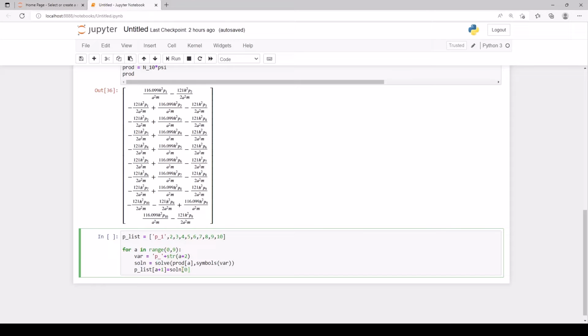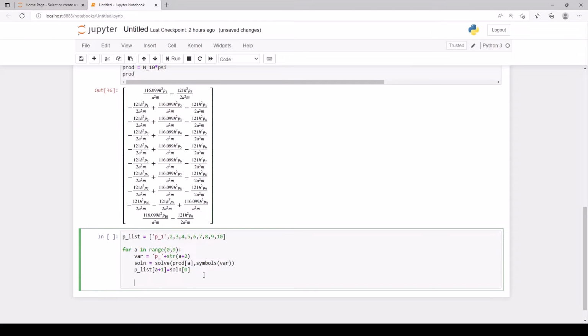So because of that, I'm doing solution index 0 to reference the actual solution itself, because once again, solve returns a list. So I need the item in the list, so I'm calling solution index 0. Next, the goal is I have to replace every instance of P2 in this product list with its definition in terms of P1. So I have to do a second for loop.